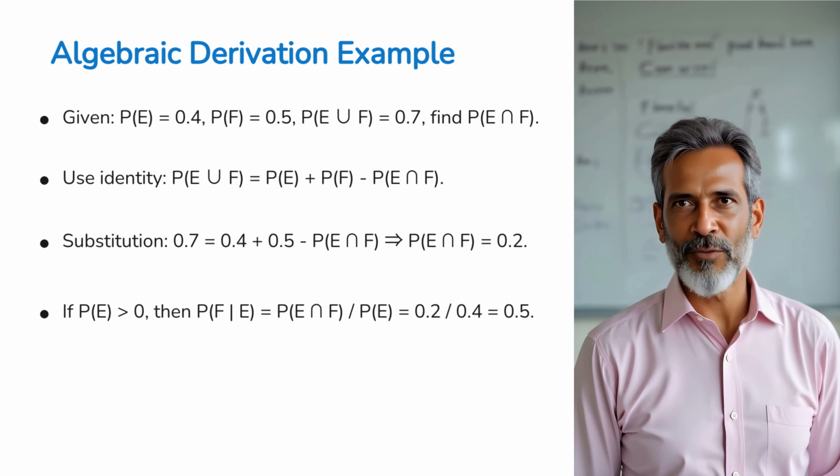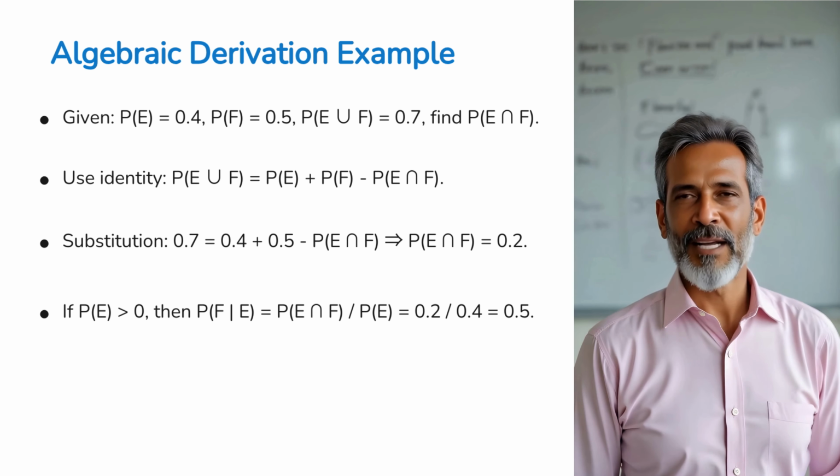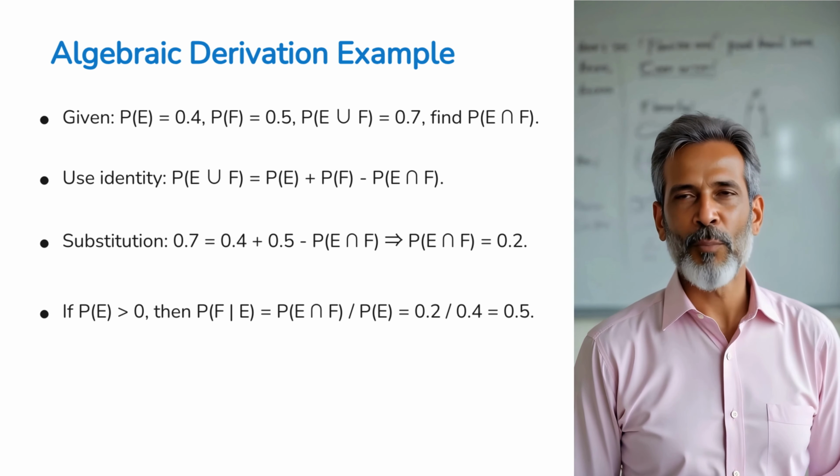If P of E is greater than 0, we can compute the conditional probability P of F given E as P of E intersection F divided by P of E, that is 0.2 divided by 0.4, resulting in 0.5.